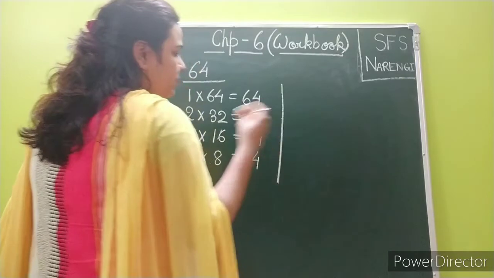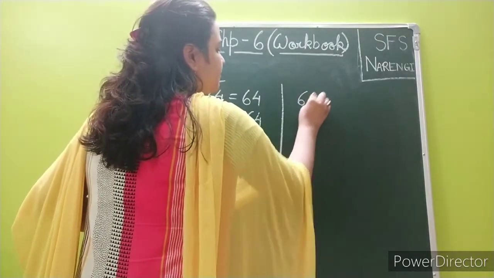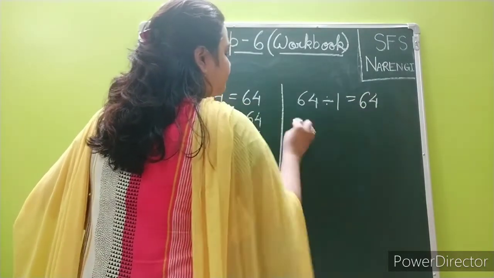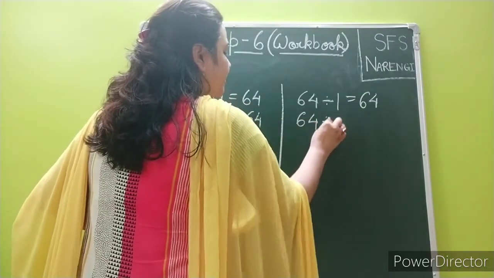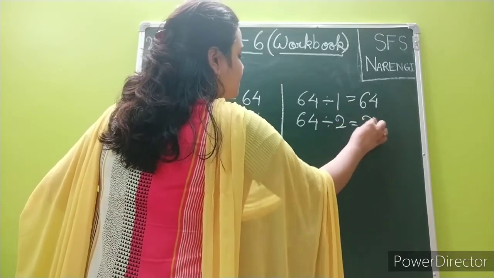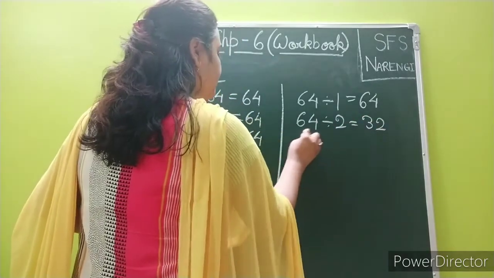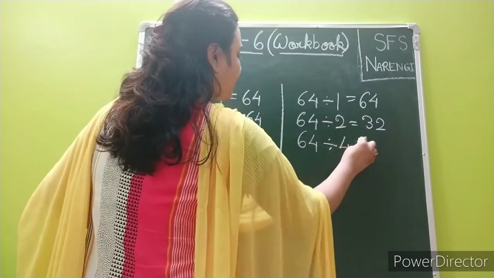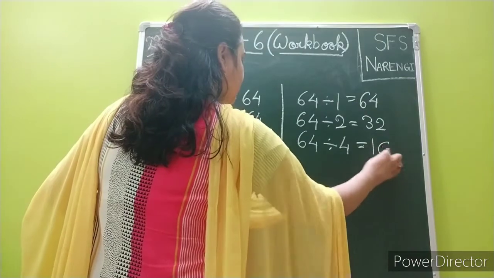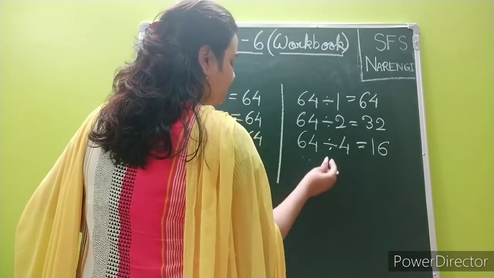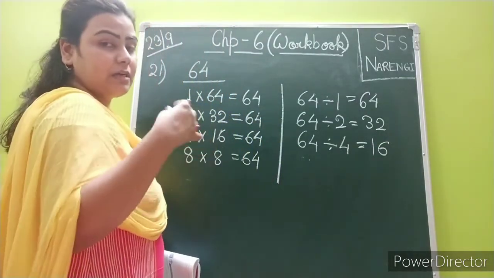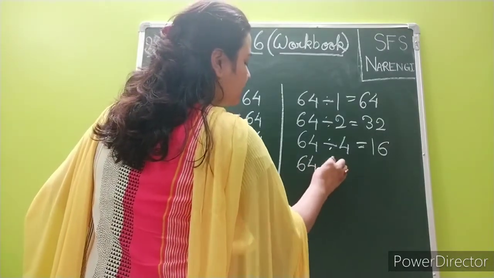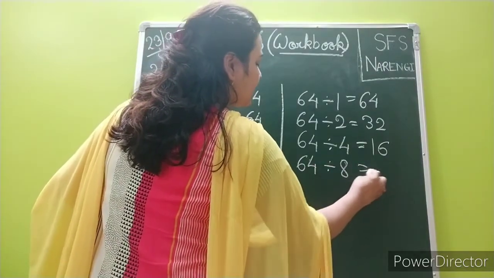If we do it in the division manner, 64 divided by 1 gives us 64. 64 divided by 2 gives us 32. 64 divided by 3, we cannot divide. 64 divided by 4 gives us 16. And 64 does not go by 5, 6, 7, but it goes by 8. So 64 divided by 8 is 8.